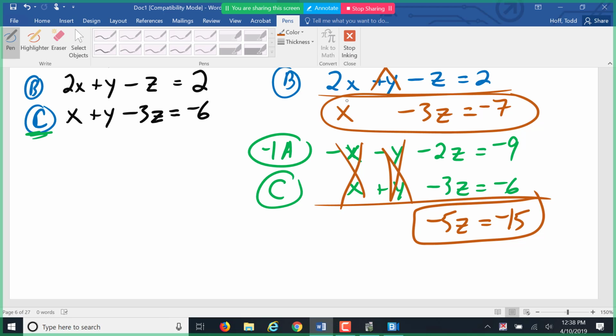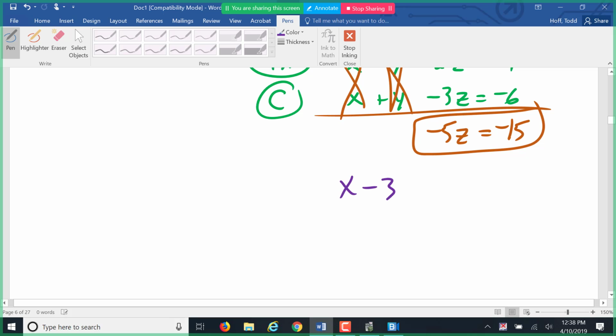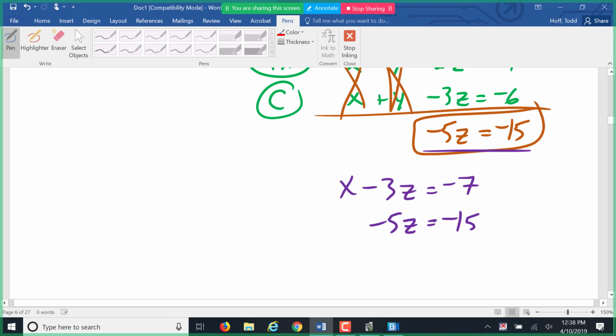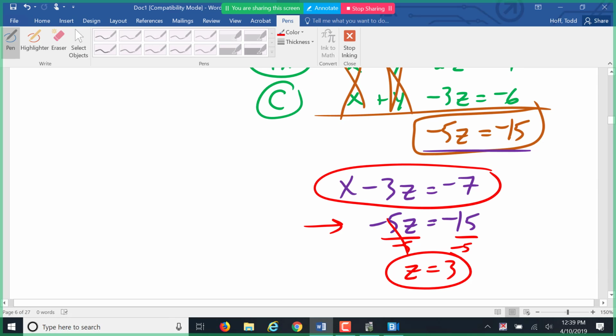Now it's relatively simple from here because when we do our two-variable, two-equation system, we have x minus 3z equals -7, from this top one. And then we have -5z equals -15 from this bottom one. To solve this system, we've already got one equation that only has one variable in it. So I'm going to solve that one for z. Dividing by -5, z equals -15 divided by -5 is 3. So z equals 3. I substitute that back in to find x. The only equation that has x in it out of those two is the top one, so we're going to use that one.